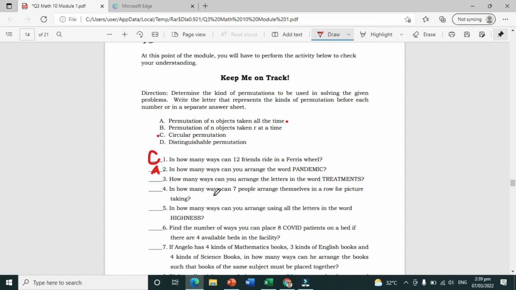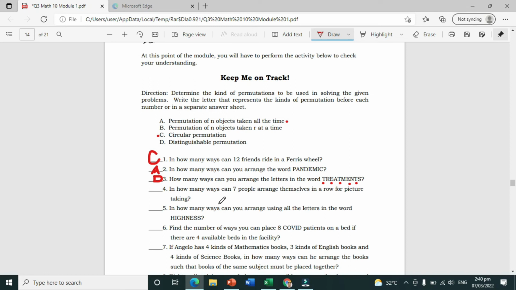Next, number 3. In how many ways can you arrange the letters in the word treatments? What have you observed? May mga letters ba na nauulit? Okay, tingnan natin. T, meron, 3. E, meron, 2. Yan lang yata. So, anong klaseng permutation to na may mga naulit na letters? Okay, distinguishable permutation. So, that is letter D.